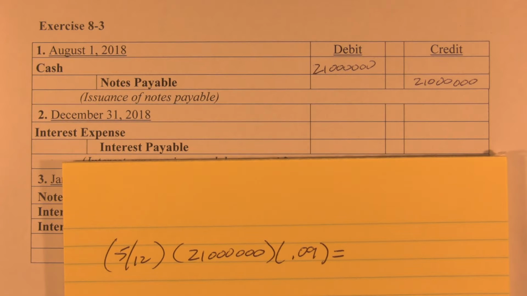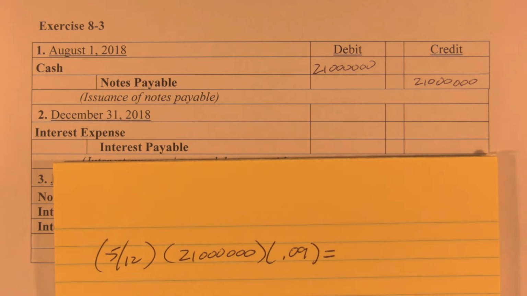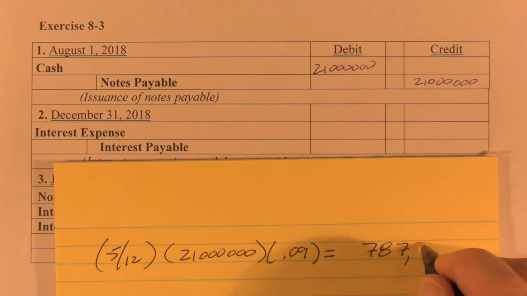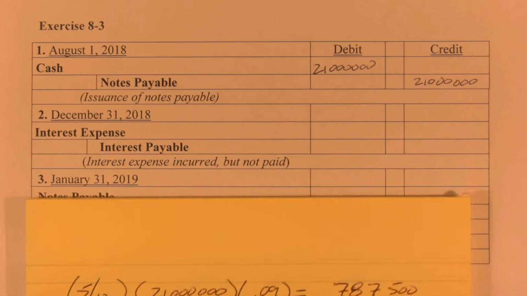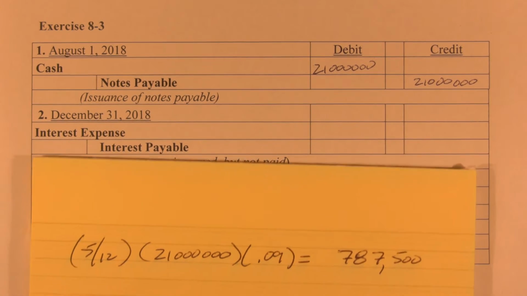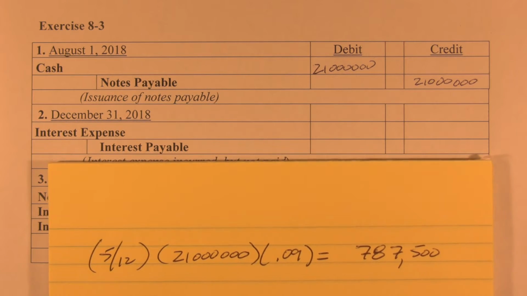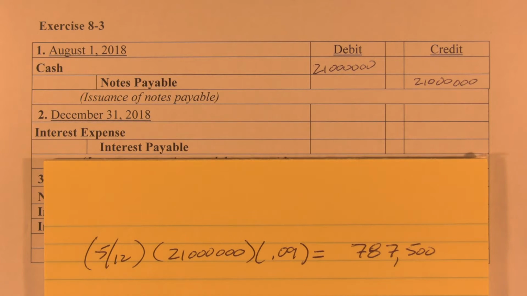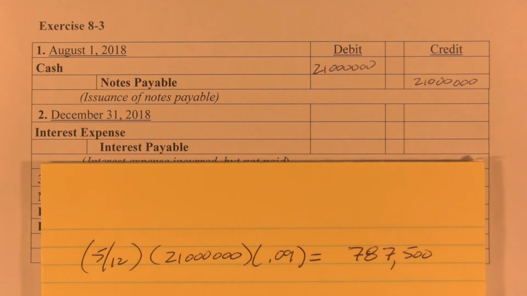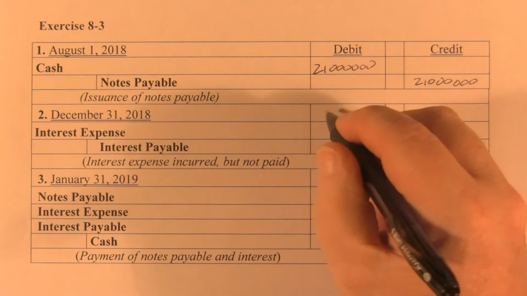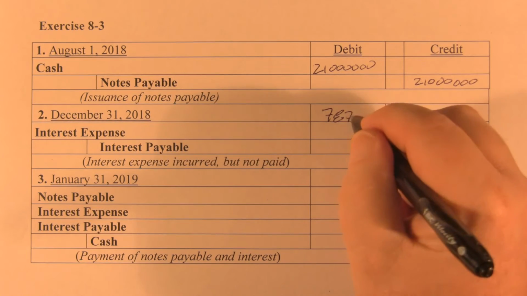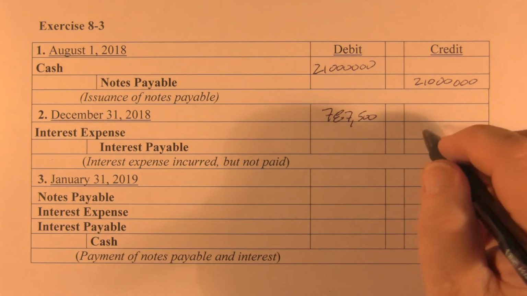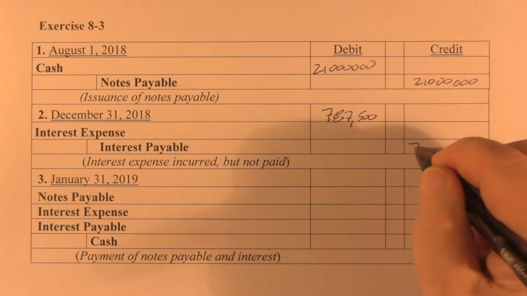And when we do that math and plug it into your calculator, please don't take my word for it, you come up with $787,500. That's to recognize how much we owe them for 2018. We won't pay this until 19. So we debit interest expense, $787,500, and credit interest payable, $787,500.